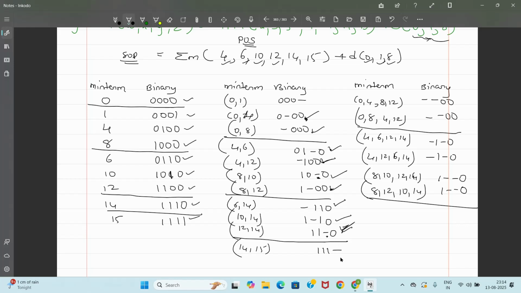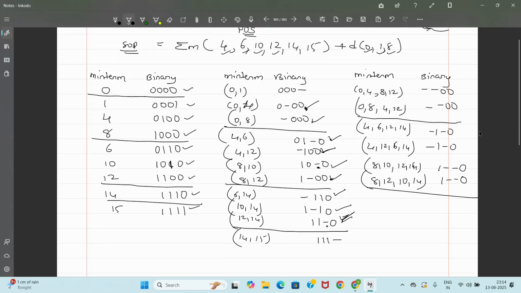Coming to the last group. There is no possible way of combining this with anything because you don't have any number with a dash in the last position to compare. Okay, so I'll have to stop this part here. Now further, if you can compare these two, you can, but you see, you don't have any number with the same dash positions in these two groups. So further simplification is not possible.